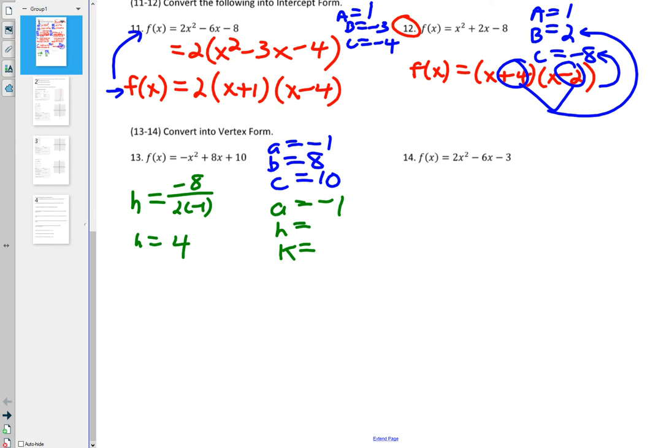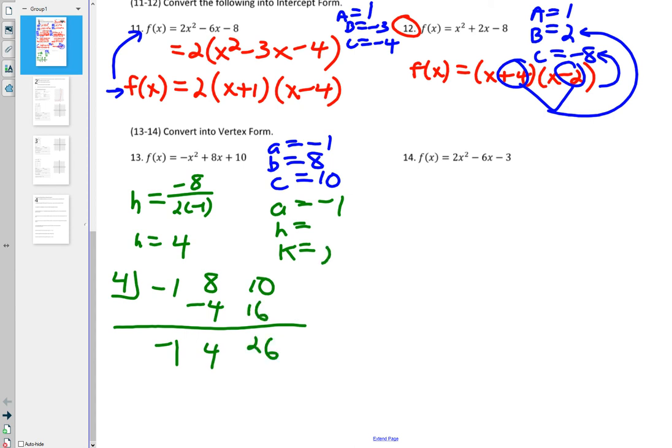Then you might remember the fun little game that we played to find K to make it easier. I showed you synthetic substitution: -1, 8, 10. It's up to you if you want to do it this way. I think it's quicker. So, okay, H is 4. K ends up being 26.